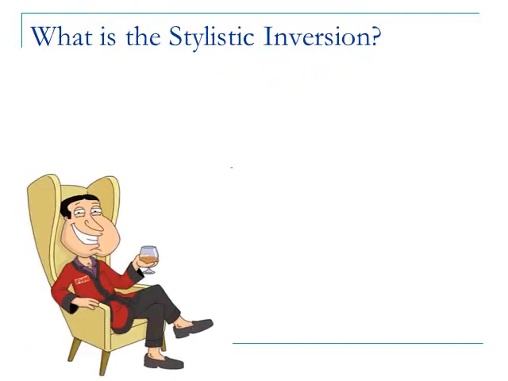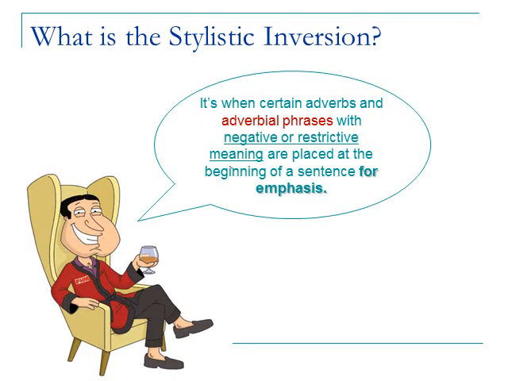First, we need to know what stylistic inversion is and what the purpose of it is. So, in a nutshell, we could say that it's when certain adverbs and adverbial phrases with negative or restrictive meaning are placed at the beginning of a sentence for emphasis. So the main purpose of the inversion is emphasis. And it happens mostly with negative or restrictive meaning adverbials. Restrictive meaning means that it's actually crucial or important.